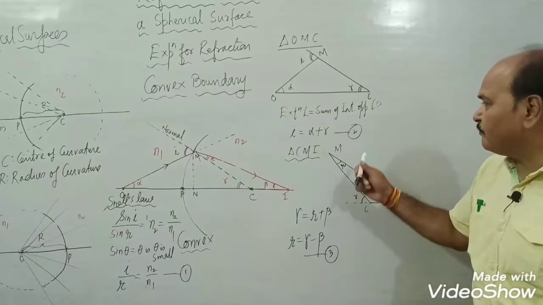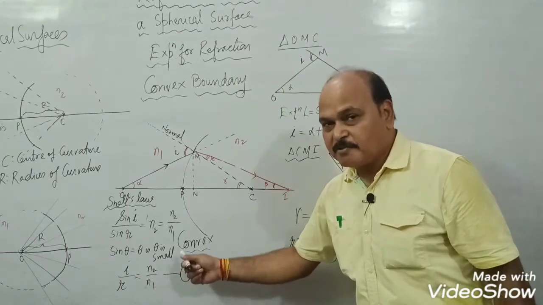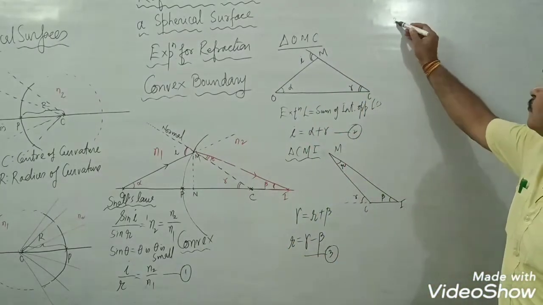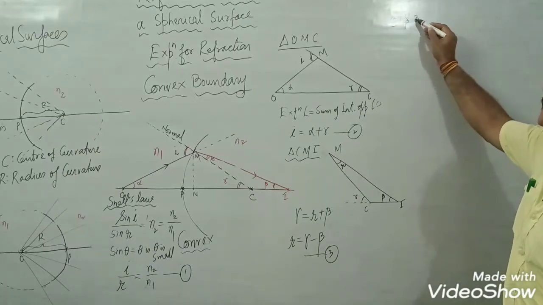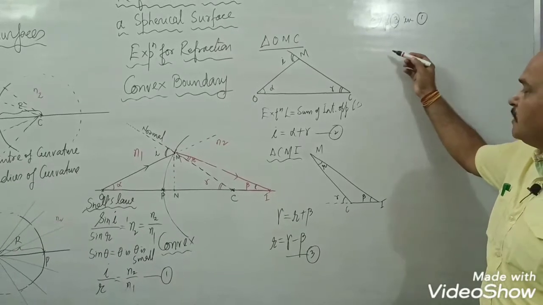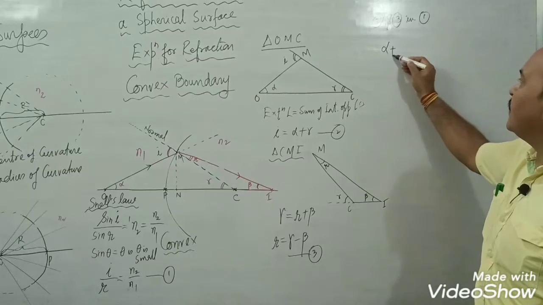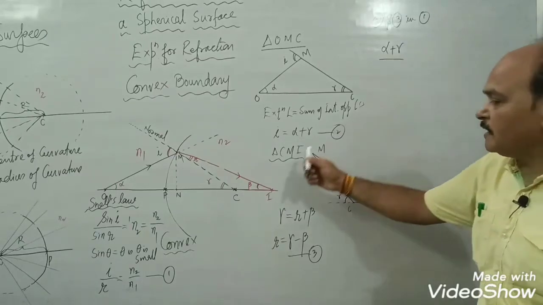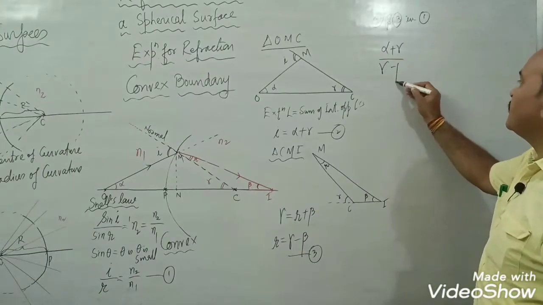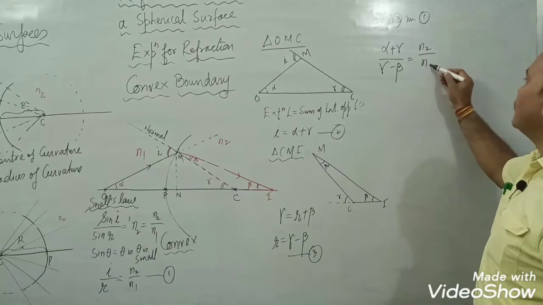So we have found out the values of I and R, and we are going to substitute these values of I and R here in equation number 1. If we substitute 2 and 3 in 1, we get alpha plus gamma, that is for I, and gamma minus beta for R, and that is equal to N2 by N1.